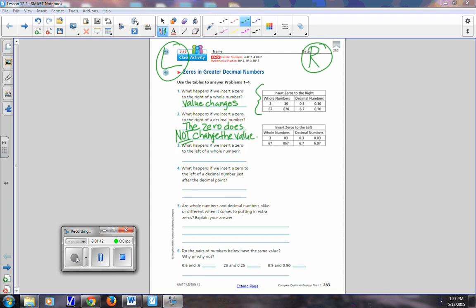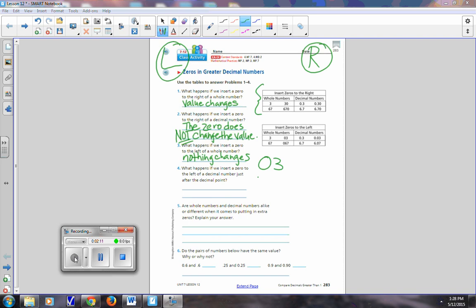What happens if we insert a 0 to the left of a whole number? If I put a 0 to the left of a whole number, what happens? Stays the same. Nothing changes. It didn't say add a decimal and insert a 0. But if we insert a 0 to the left of a whole number, it doesn't do anything to it.